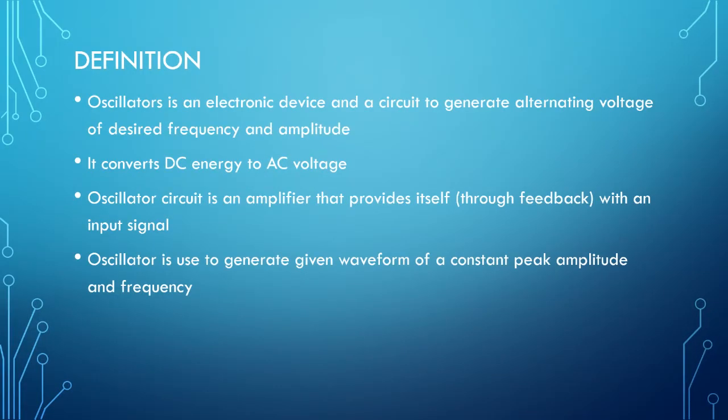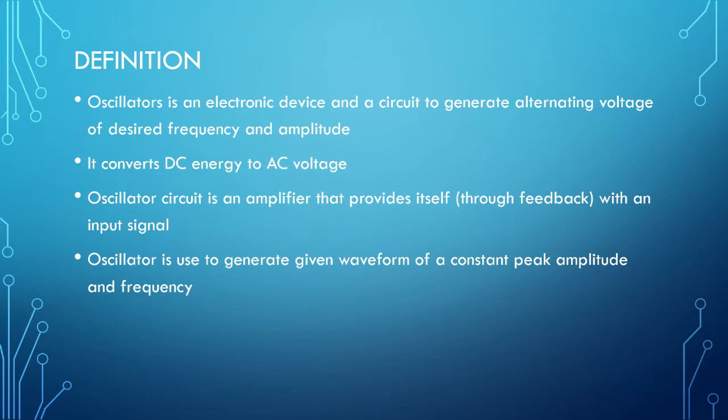For the first part of this video, I am going to explain about the definition of oscillators. Oscillators is an electronic device and a circuit to generate alternating voltage of desired frequency and amplitude. It generates sinusoidal or non-sinusoidal waveform from very low frequency to very high frequency. It also converts DC energy to AC voltage.